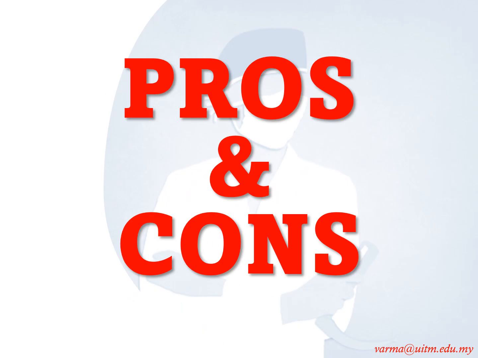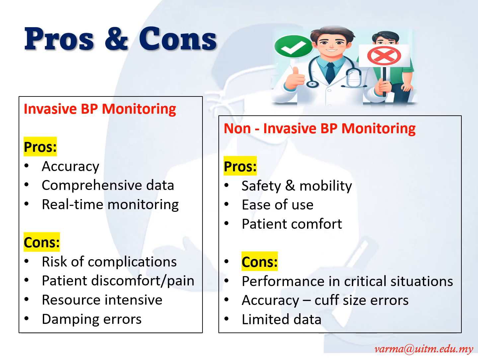Next, we talk about the pros and cons of each method. First, we will dwell into invasive blood pressure monitoring. Invasive blood pressure monitoring is known for its accuracy and reliability. It can give us comprehensive data, not only the numerical blood pressure alone, it can also give us input regarding the patient's myocardial performance, the contractility, stroke volume, and so on. It gives us real-time beat-to-beat monitoring, which is very helpful in critical care settings.